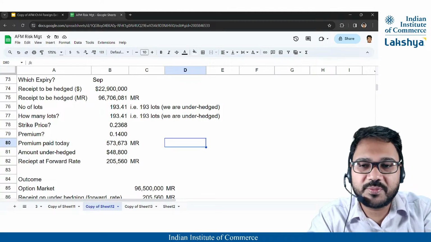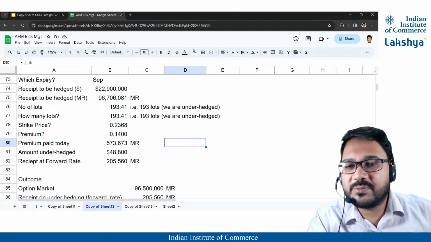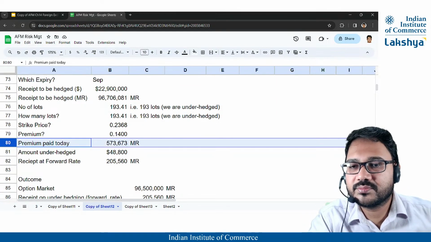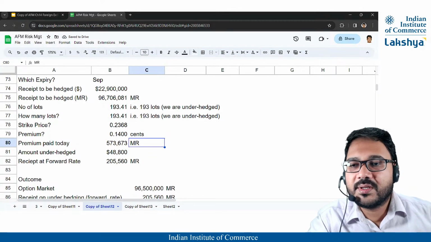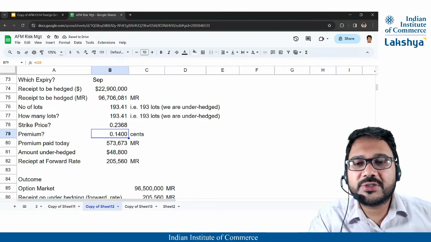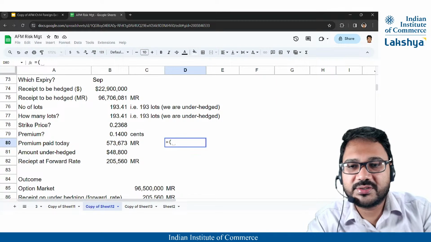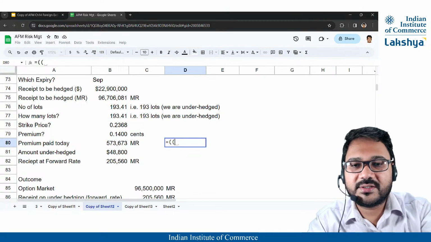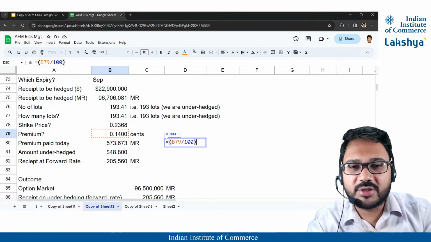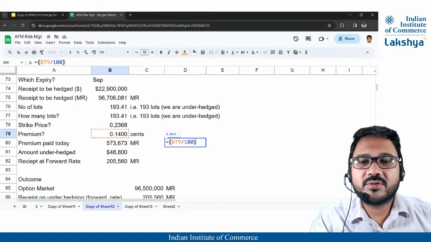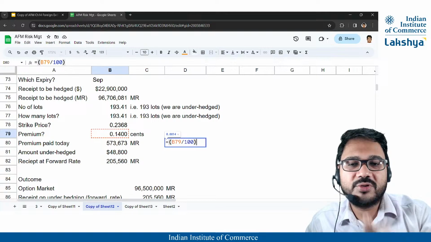So how much premium are you paying? Firstly, premium per lot is, this is in cents. So premium per lot is 0.14 cents. So you are first converting that into dollars. So you are saying 0.14 divided by $100. Now these dollars you want to convert into MR because you are a Malaysian company. You need to pay in MR.